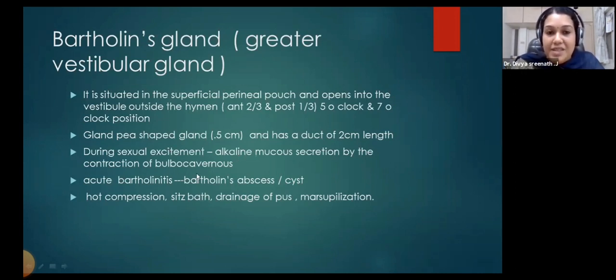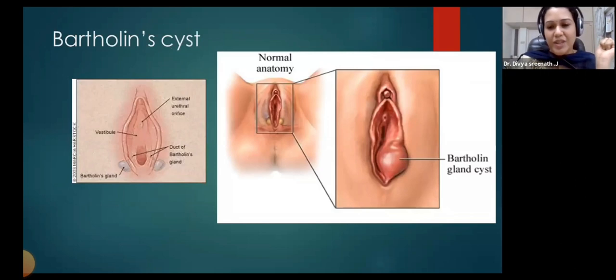There is a chance of infection or inflammation of this Bartholin gland, which is known as Bartholinitis. Itis means inflammation. It can be due to staphylococcal or streptococcal infection. There is a gland and there is a duct. If the duct is infected and occluded, like the duct is closed, then what happens? The gland begins to enlarge. You can see this gland started to enlarge. Then it becomes a Bartholin cyst-like structure.